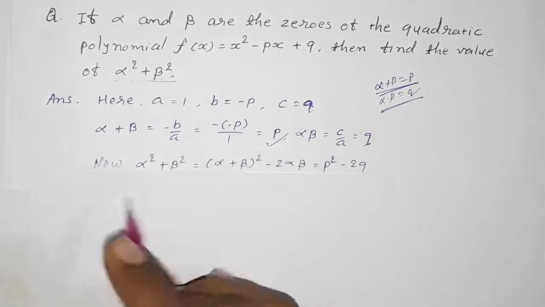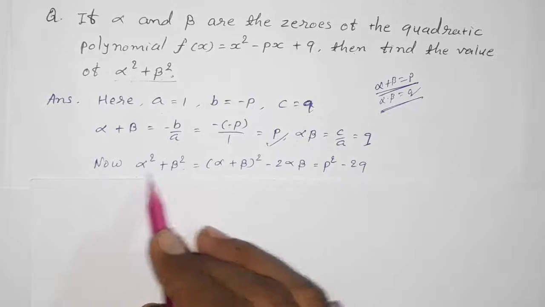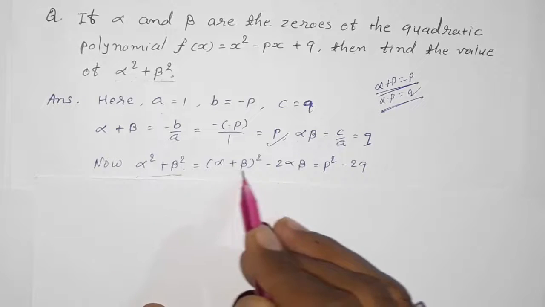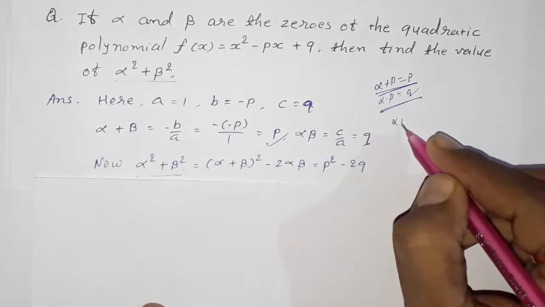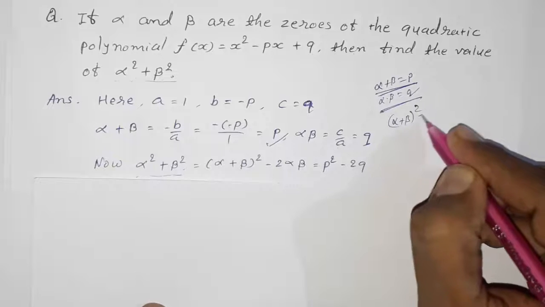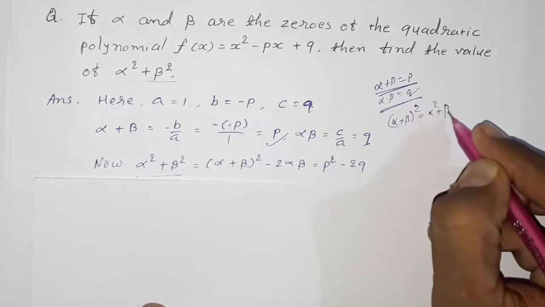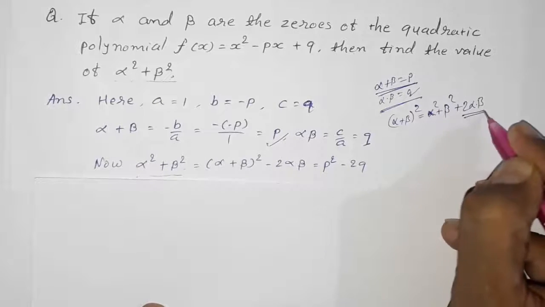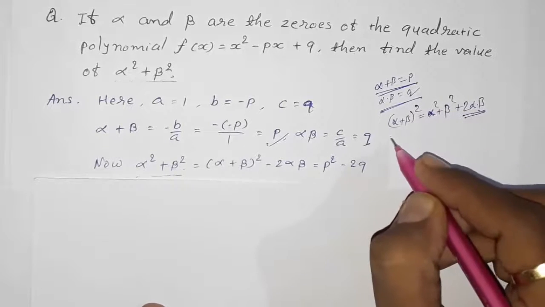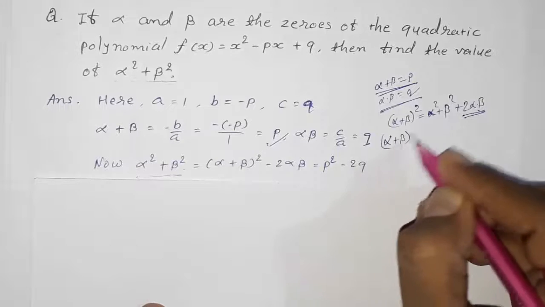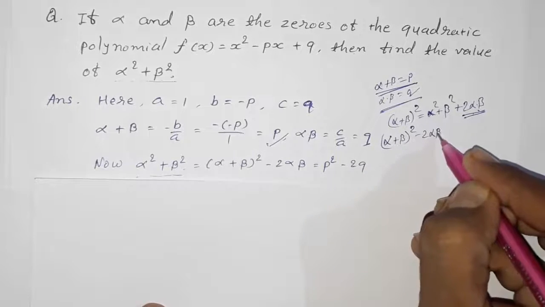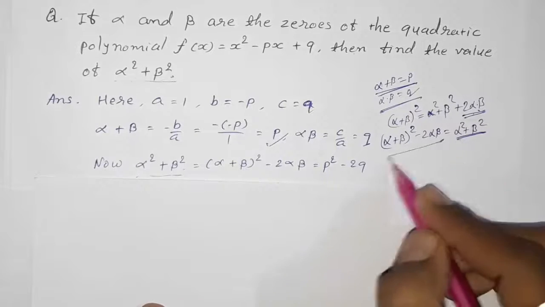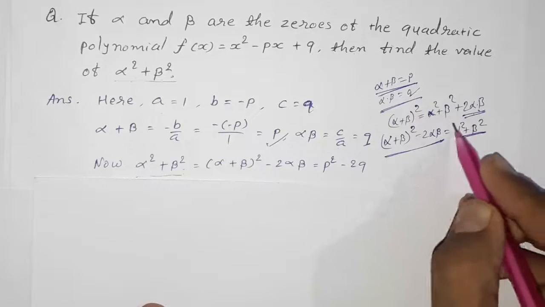Now we want to find out alpha square plus beta square. So how we can get alpha square plus beta square? By one formula, that the same formula, that alpha plus beta whole square equals to alpha square plus beta square plus 2 alpha into beta. Now you can take this alpha into beta this side. Alpha plus beta square minus 2 alpha beta equals to alpha square plus beta square. So directly we come to know that this is our answer. So we have to find out this.